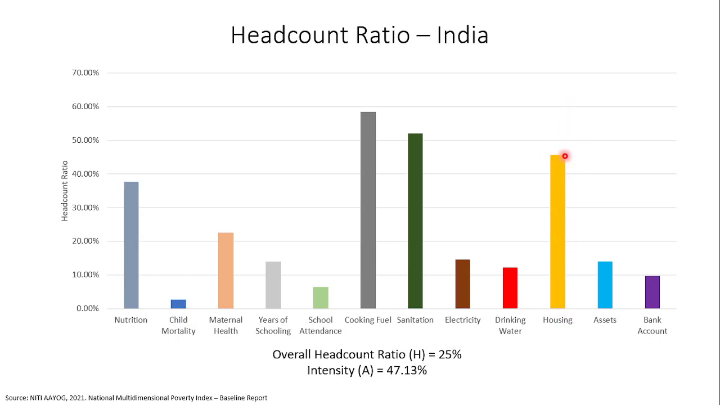That is quite a huge number. Assets, that's pretty good, 15%, and bank account around 10%. I think this is because of the Jan Dhan Yojana and all these measures that a lot of people have bank accounts now. A lot of people are using UPI, Google Pay, PhonePe, and all these apps. And this number will come further down as we go along, with the digital revolution.